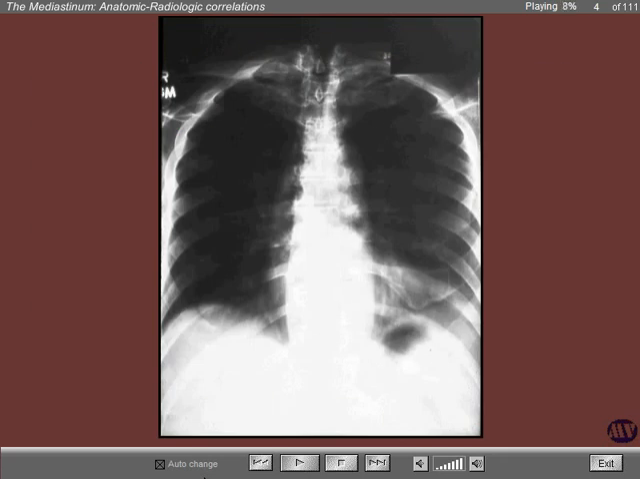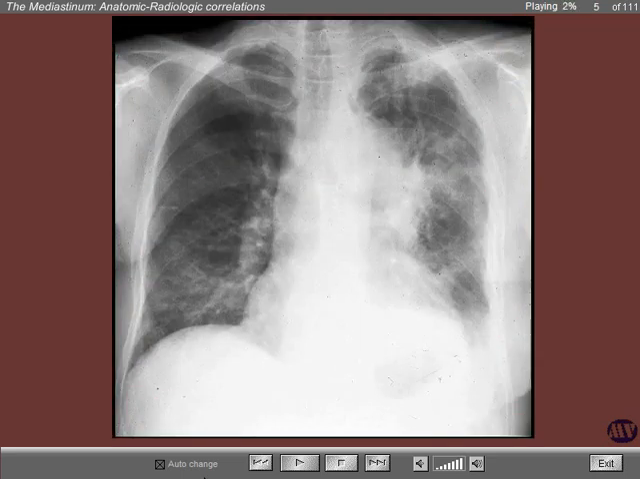In this patient, we can identify the right paraspinal line because of the presence of osteophytes. When there are osteophytes, the medial aspect of the right lung does not contact the lateral margin of the vertebral bodies, and therefore it can be distinctly demonstrated.